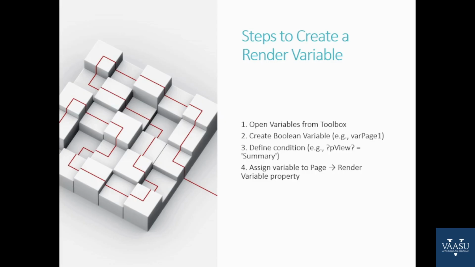The fourth step is to select the page and open its properties. We have to assign the render variable and assign the variables accordingly. Make sure Render for true is set to yes. Always create one variable per condition.